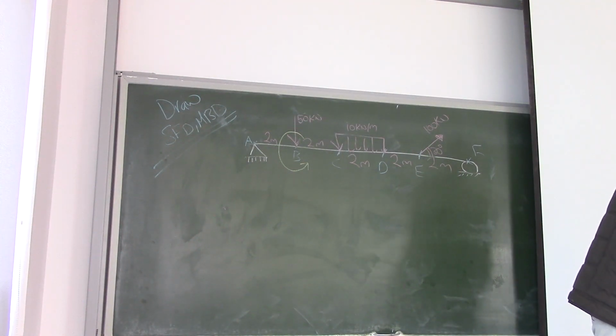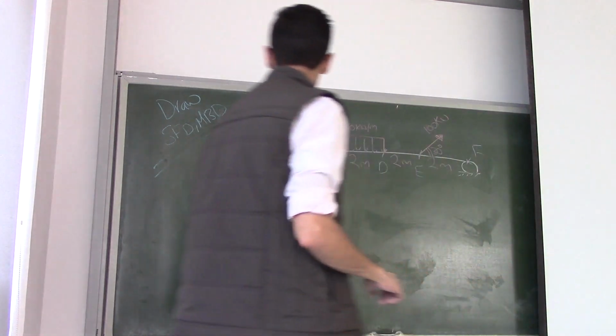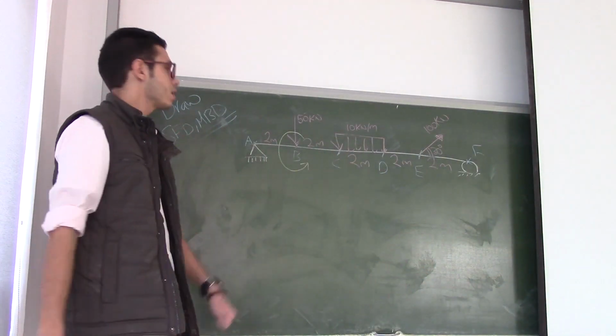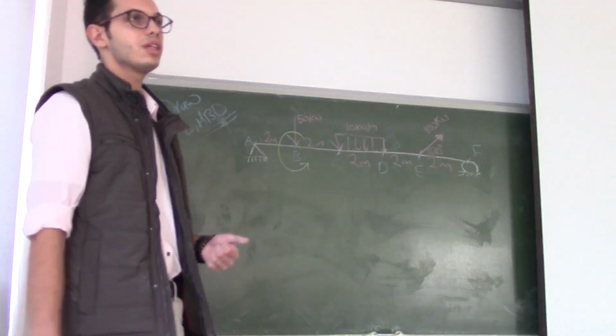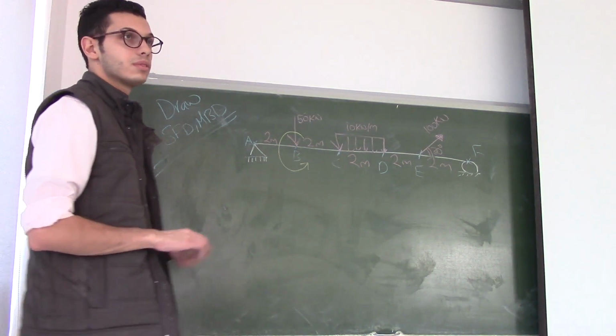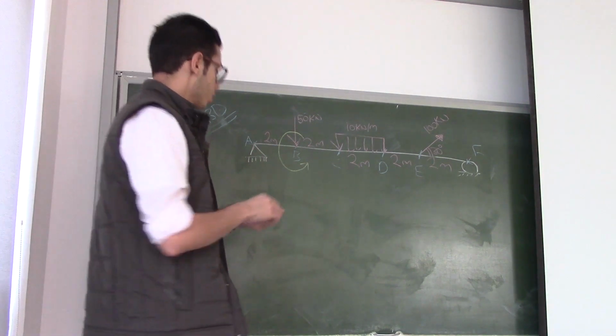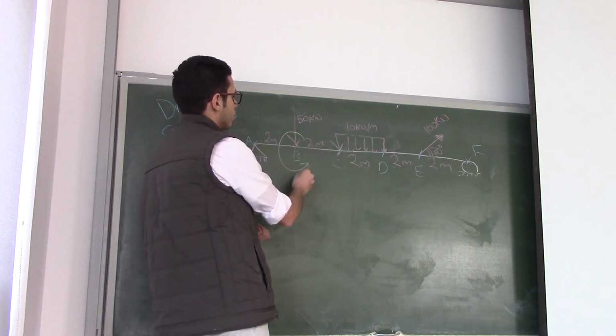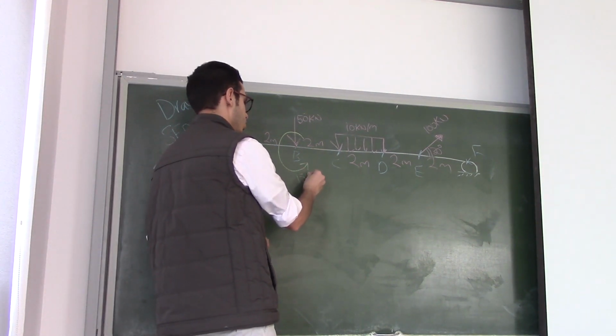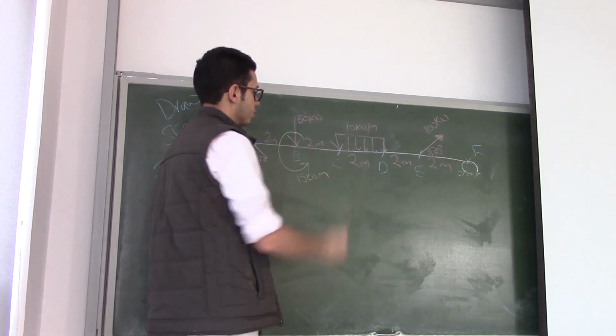MBD is the bending moment diagram, SFD is the shear force diagram. At point B there is a moment. It's 50 kilonewton.